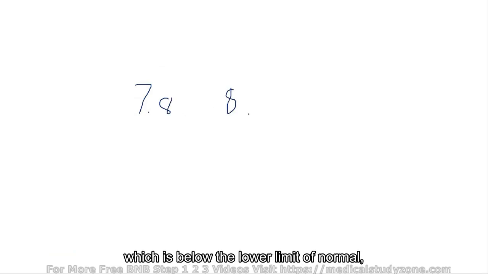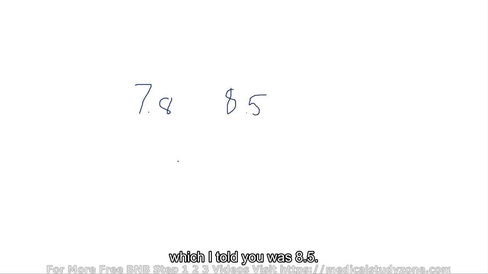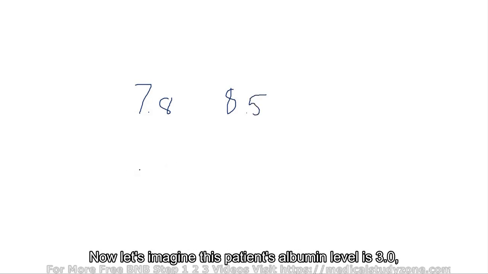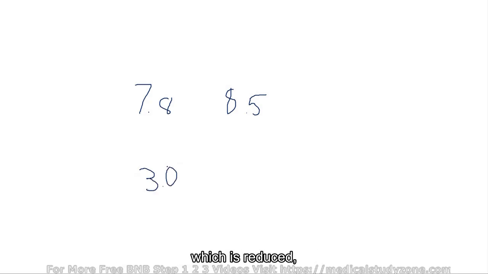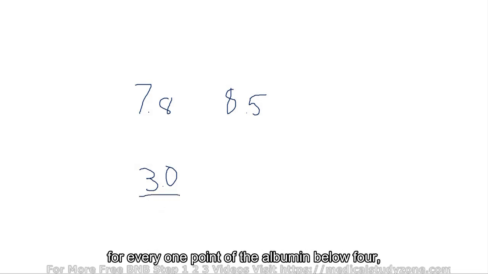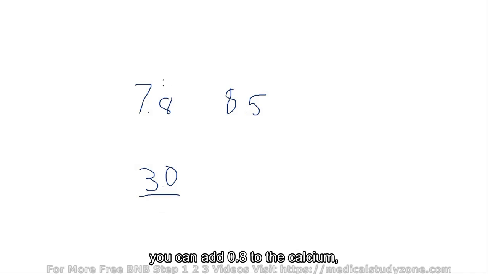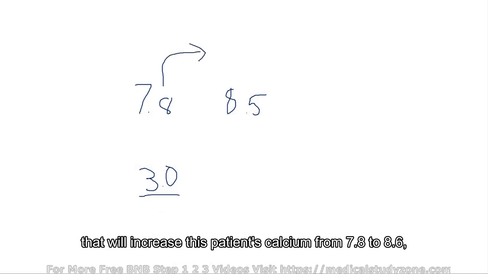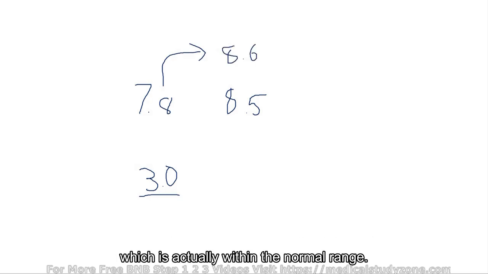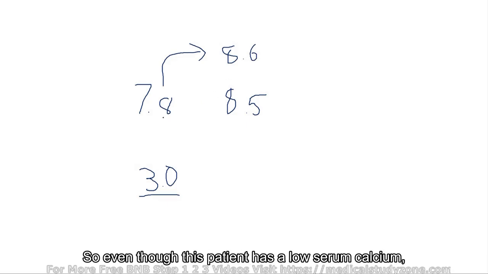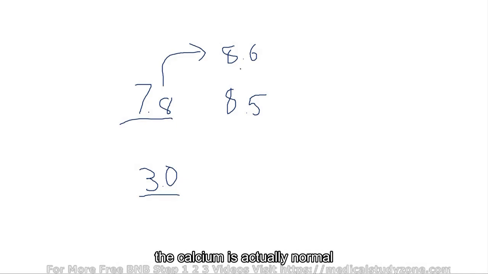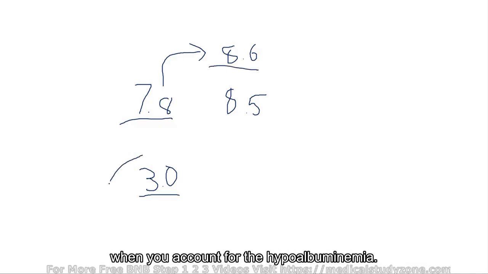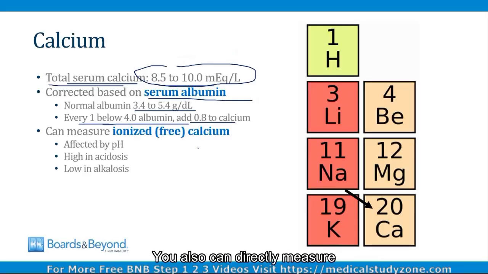So to make this more clear, let's imagine that a patient has a calcium level of 7.8, which is below the lower limit of normal, which I told you was 8.5. Now let's imagine this patient's albumin level is 3.0, which is reduced. Well, according to the rule of thumb, for every 1 point of the albumin below 4, you can add 0.8 to the calcium. That will increase this patient's calcium from 7.8 to 8.6, which is actually within the normal range. So even though this patient has a low serum calcium, the calcium is actually normal when you account for the hypoalbuminemia.